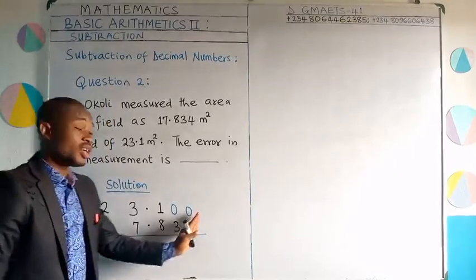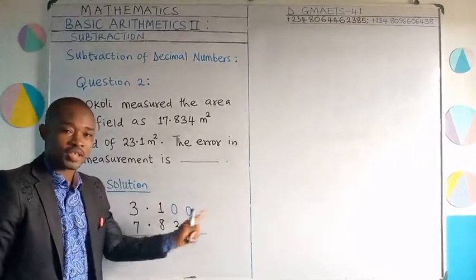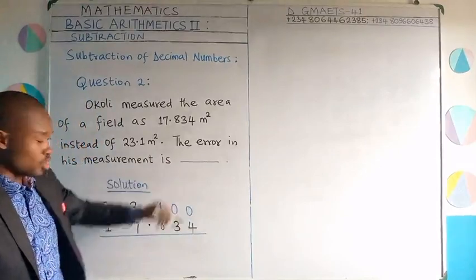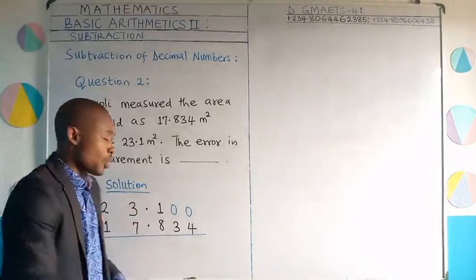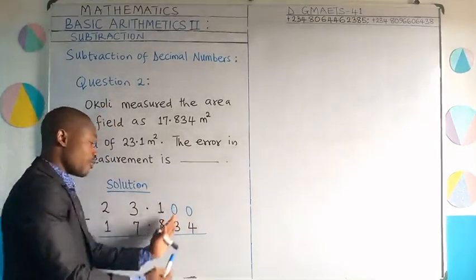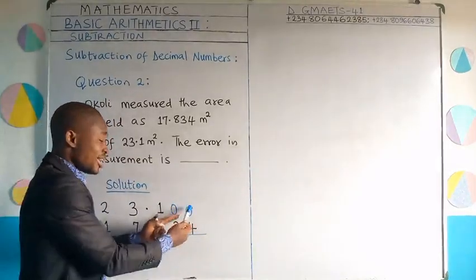We're going to start from the last and smallest place value, which of course is thousandths. 0 minus 4 is not possible, so we have to go and borrow. Is that not so? You borrow from the next place value and then add to it.